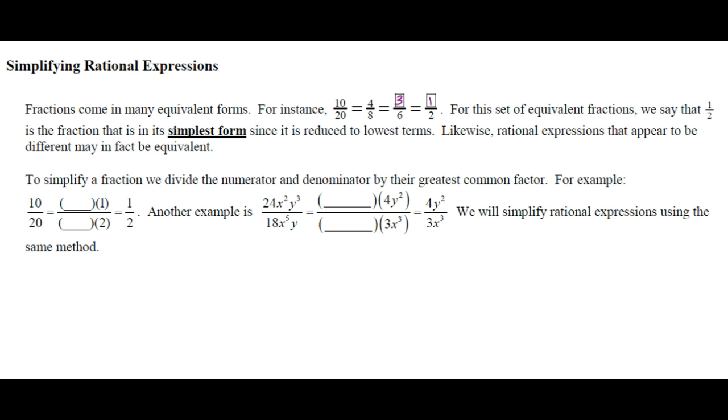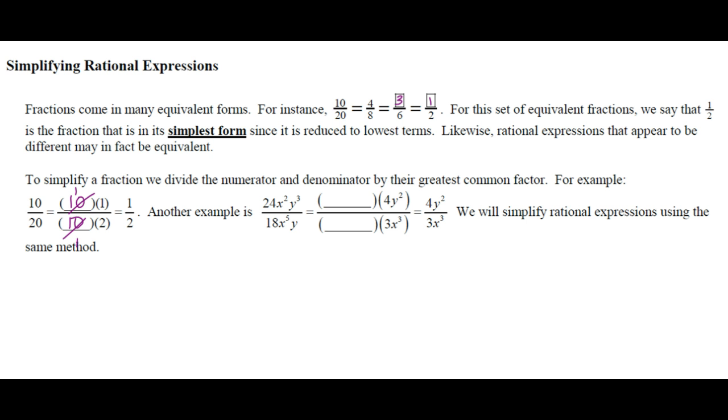What's the biggest number that goes into 10 and 20? It's 10. 10 divided by 10 is 1. So we write this as 10 times 1 over 10 times 2. So that's the GCF, greatest common factor. Then we cancel. Right? When you cancel, you write a 1, right? It simplifies, you write a 1.